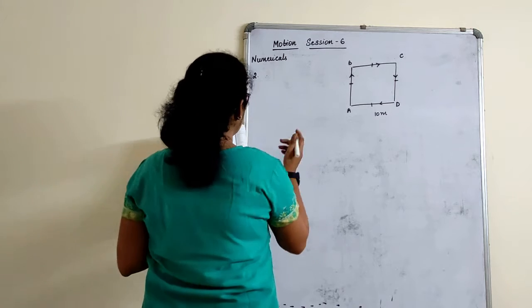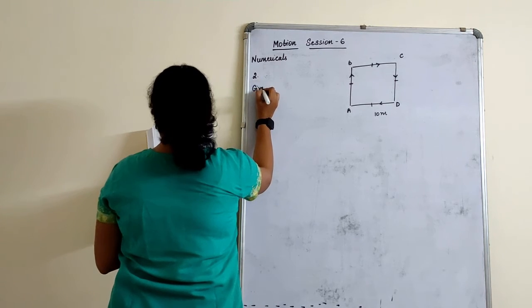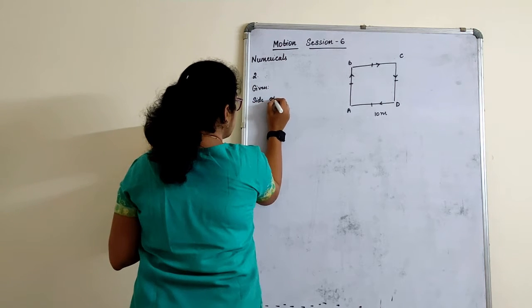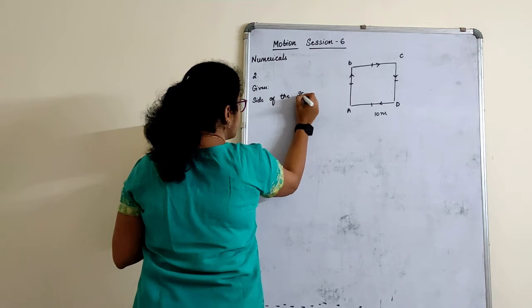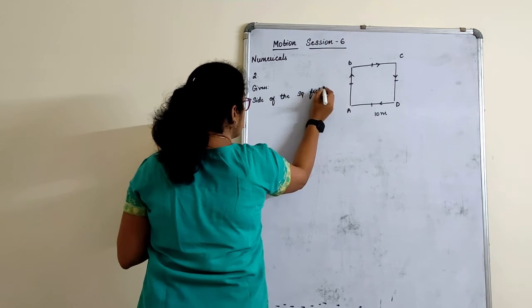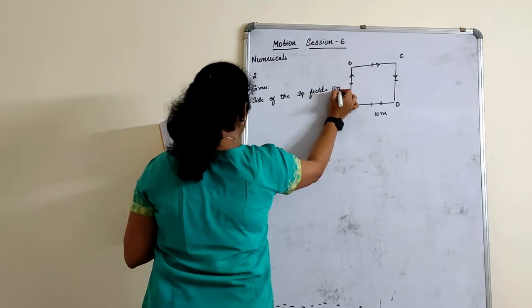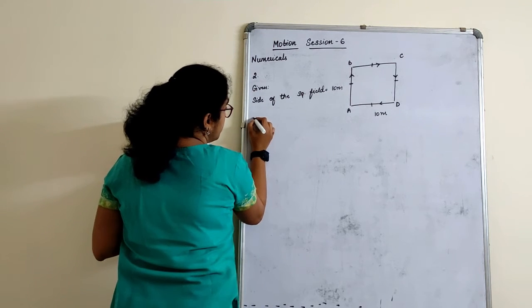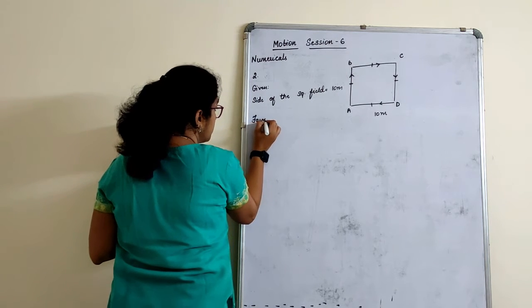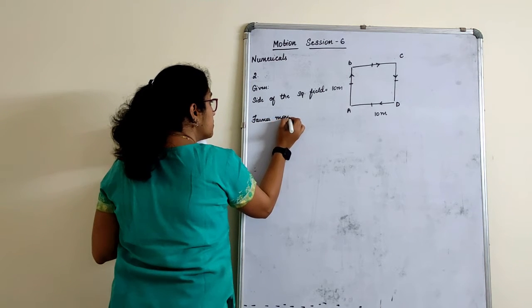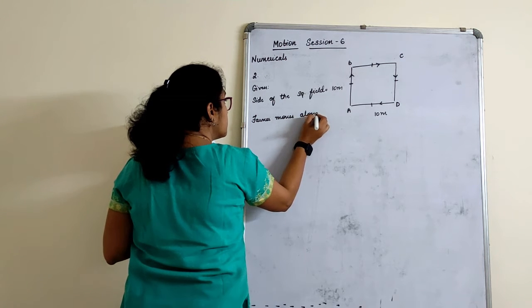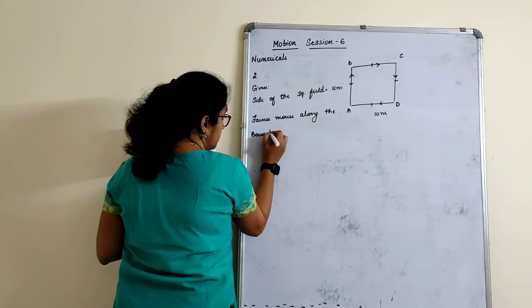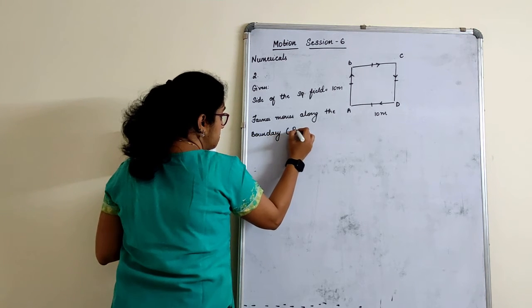So first of all, let us write here, given: side of the square field is equal to 10 meter. Farmer moves along the boundary. What do you mean by boundary? It's nothing but perimeter.